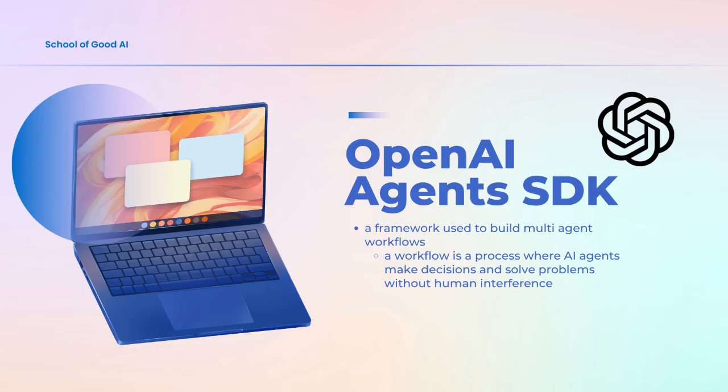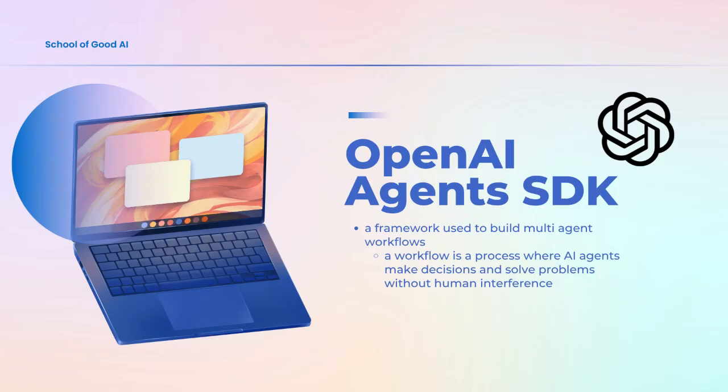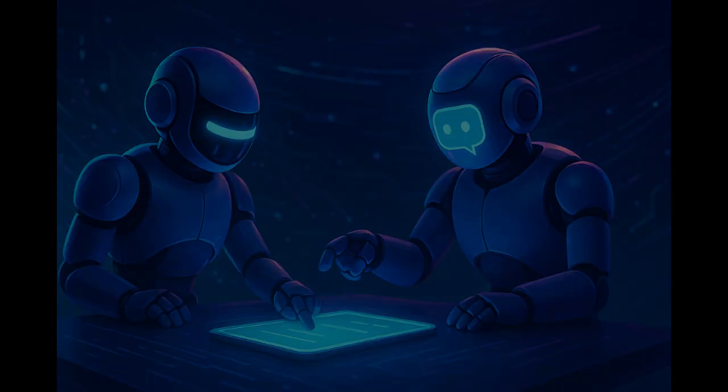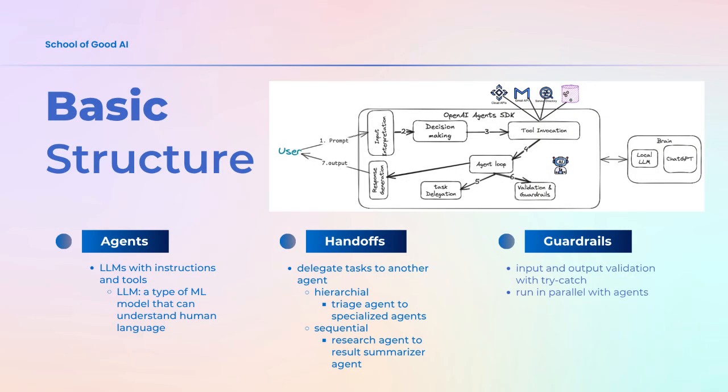This is a framework that helps you build multi-agent workflows by leveraging large language models, also called LLMs, that understand human language. Simply put, an agentic workflow is a process where AI agents carry out tasks and make decisions without human interference. Think of them as a team of smart assistants who collaborate and solve problems on your behalf. The Software Development Kit, abbreviated as SDK, has a basic structure that comprises three main elements.